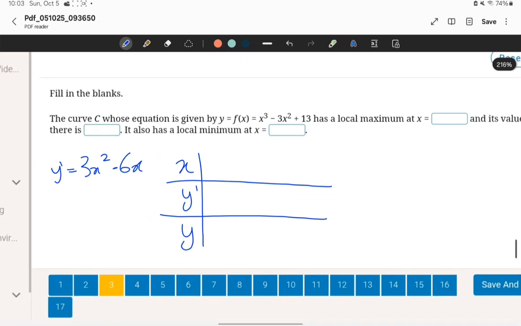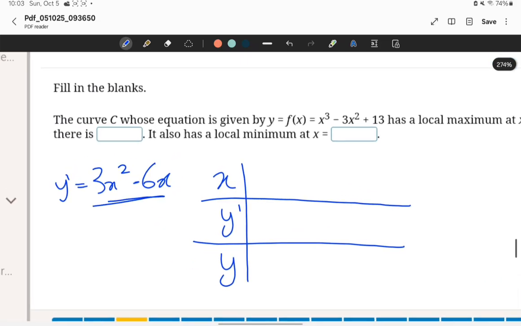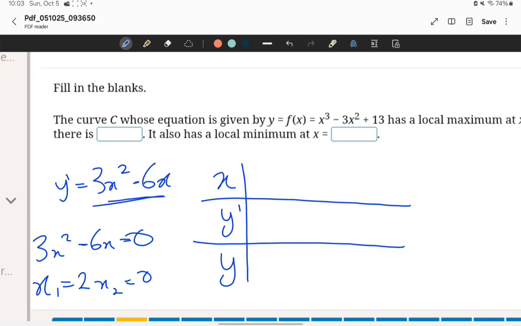So now you need to take this equation and equate it to 0, and you get 2 roots. After you do that on the calculator, you get x1 is 2 and x2 is 0. So you take both of these values and put them in the x row in ascending order. Make sure they're going upward. And for these values, y prime would be 0, because that's what a root is, when the equation is 0.